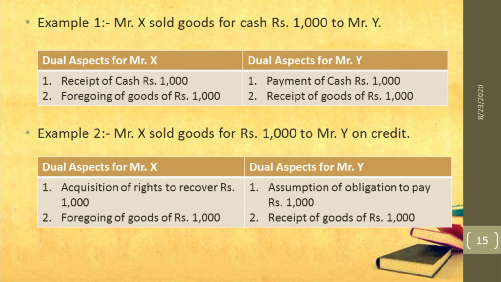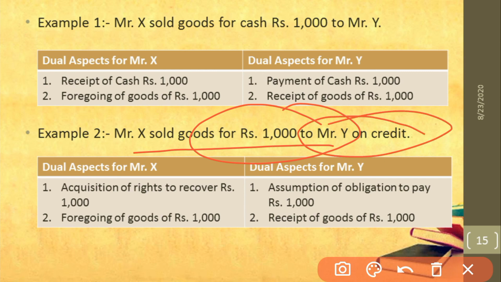Another example we can see is Mr. X sold goods for rupees 1000 to Mr. Y on credit. Over here it is on credit. So what will be the dual effect in the books of Mr. X? He has the acquisition of rights to recover 1000. Over here what we can see is Mr. Y is a debtor of Mr. X. So in the near future he can receive rupees 1000 from Mr. Y anytime. And another thing is foregoing of the goods.